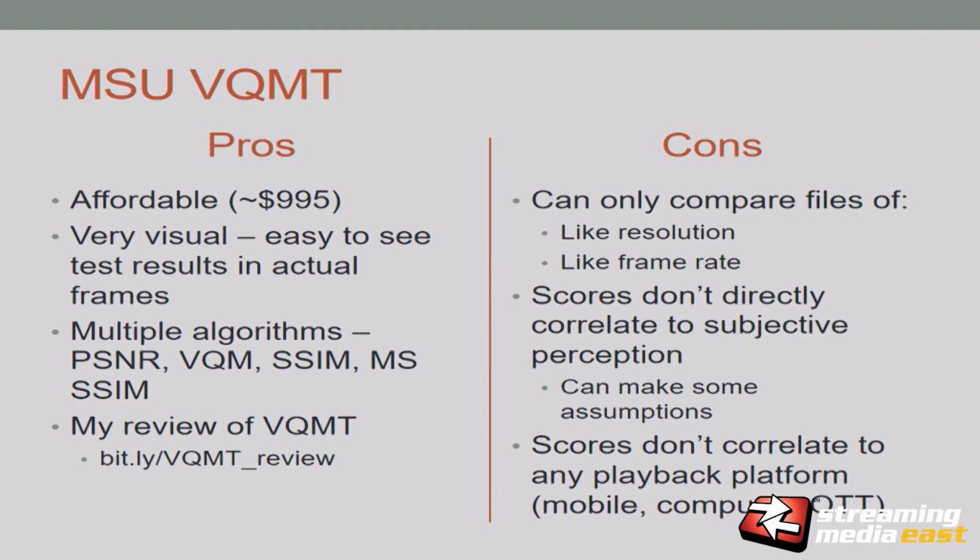It's got multiple algorithms, and my review of the tool, which was for streaming media, I guess it was probably January of 2015. You can see the bit.ly link there. The negatives: you can only compare files of like resolution. So when I'm comparing a 720p encoded file from a 1080p source, and I want to compare it back to the 1080p source, I've got to convert the 720p file to a 1080p YUV file. And that's time-consuming and disk-consuming.